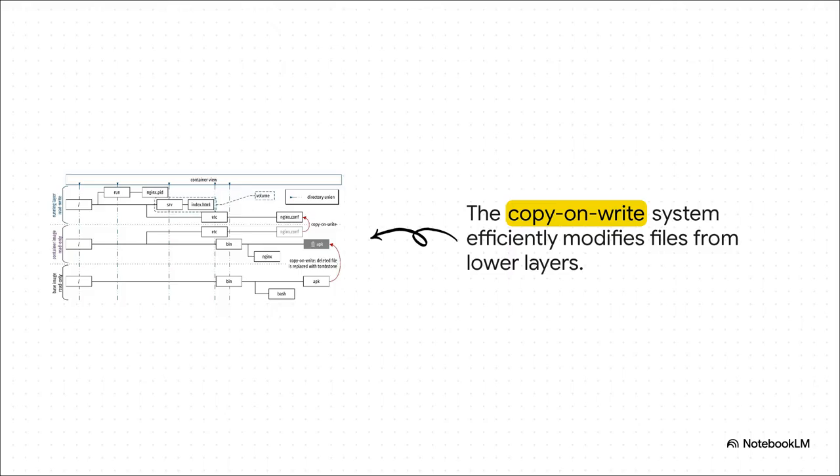And if you need to change a file that's in one of those lower layers, the system uses this clever trick called copy on write. It just copies the file up to that top layer and modifies it there, leaving all the original base layers untouched. This makes images incredibly efficient to store and share.